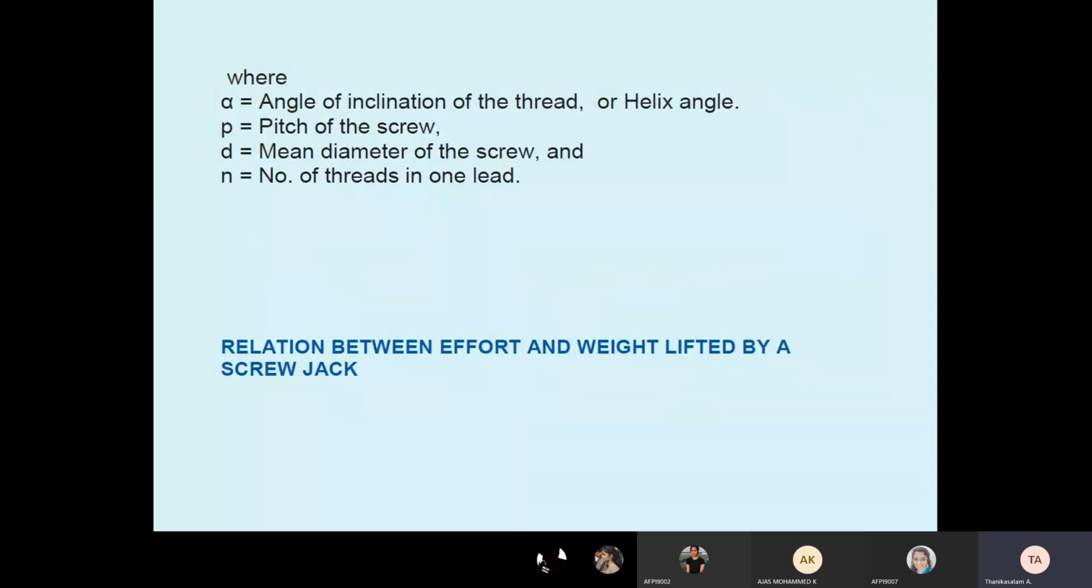Where alpha equals angle of inclination of the thread or helix angle, p equals pitch of the screw, d equals mean diameter of the screw, and N equals number of threads on the screw.